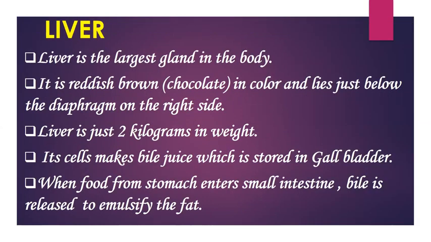Now let's study about the glands which help in the process of digestion. Liver. Liver is the largest gland in the body. It is reddish brown or chocolatey in color and lies just below the diaphragm on the right side. Liver is approximately 2 kilograms in weight. Its cells make bile juice which is stored in gallbladder. When food from stomach enters the small intestine, bile is released to emulsify the fat.